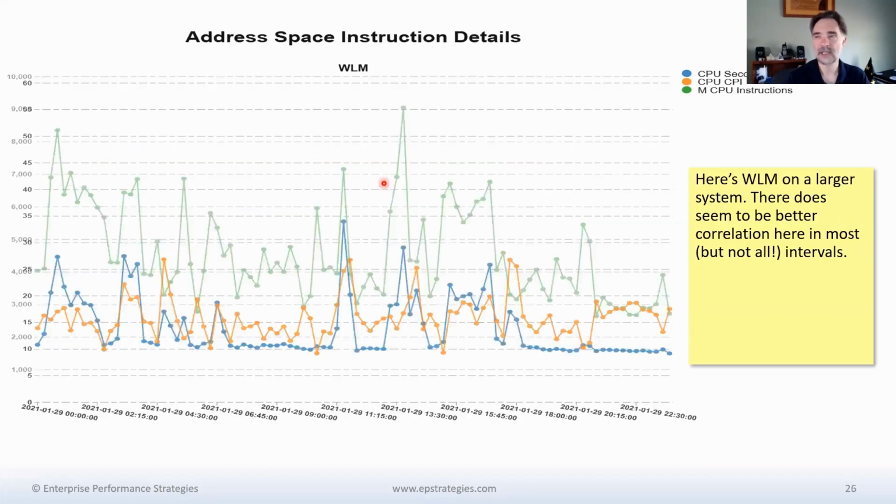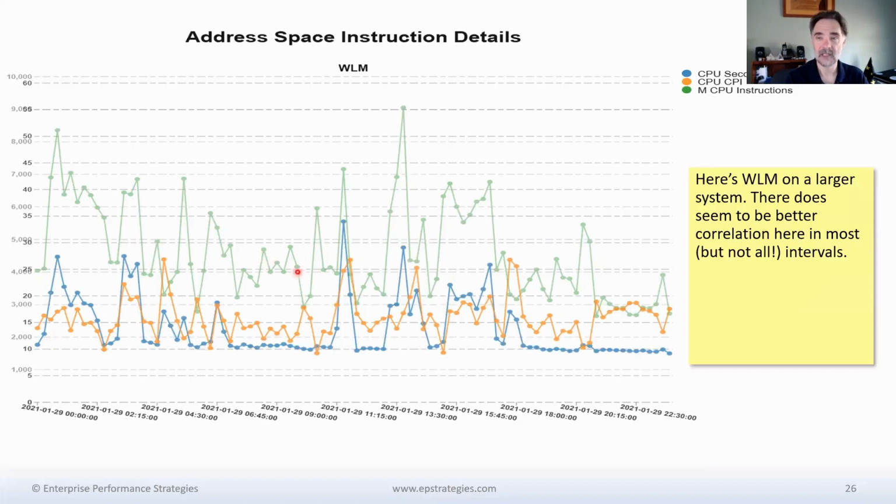Here's WLM on a larger system. The interesting point here is that we do start to now see some better correlation between the instruction counts and the CPU time. We can kind of see, hey, look, the green kind of follows the same pattern as the blue here to some degree.